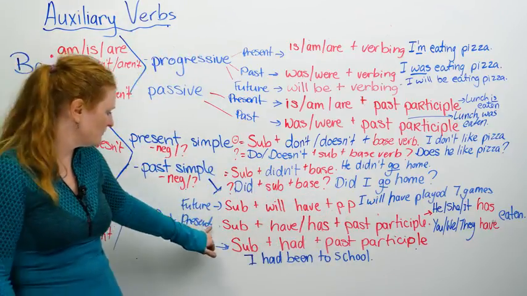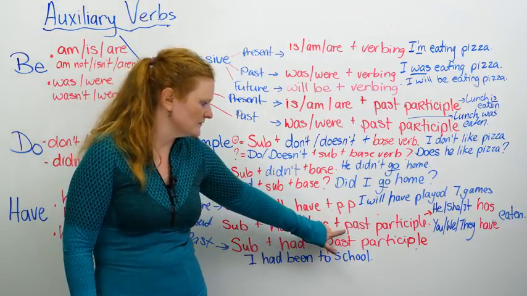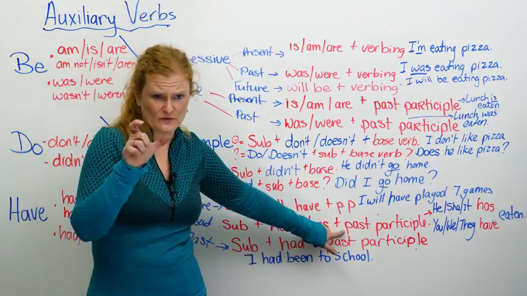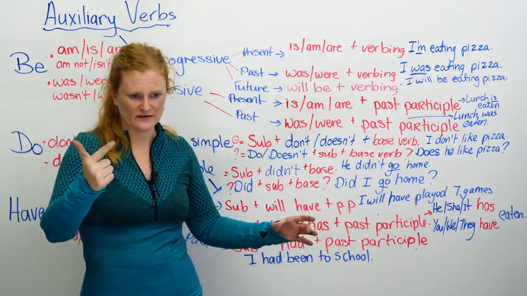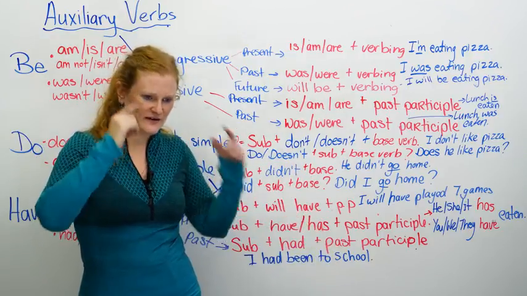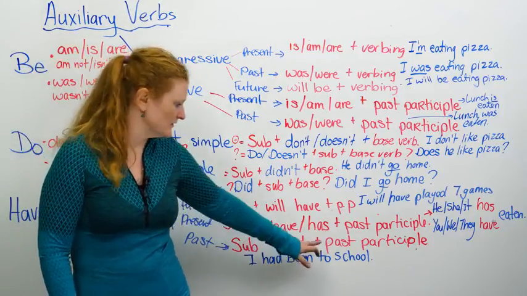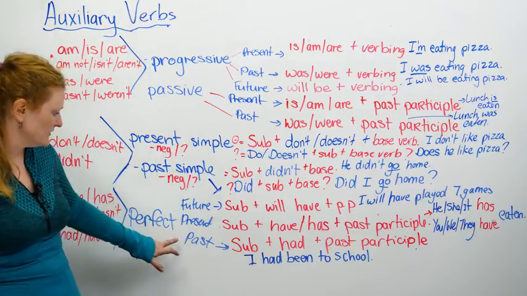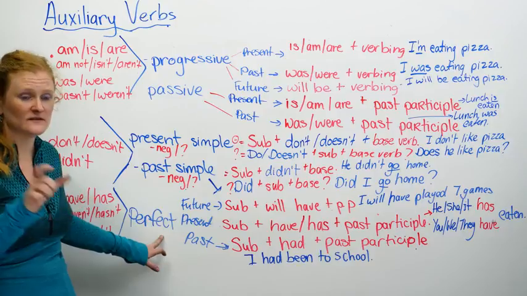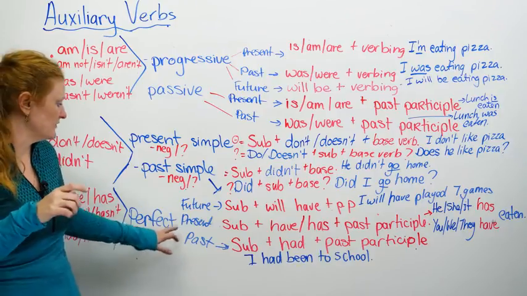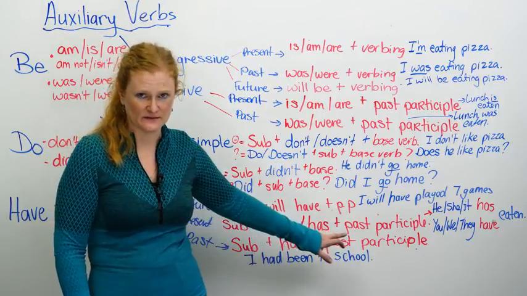If we're using present perfect, we're going to use a subject, have or has, plus the past participle. So if you can think about this, have in the present tense is have and has. So in the past tense, we're going to use had plus the past participle. So if we're using past perfect, we're using had plus PP. If we're talking about present perfect, we're using has plus PP.